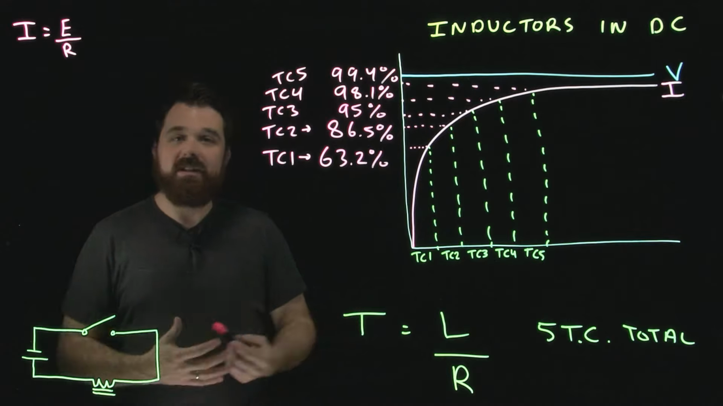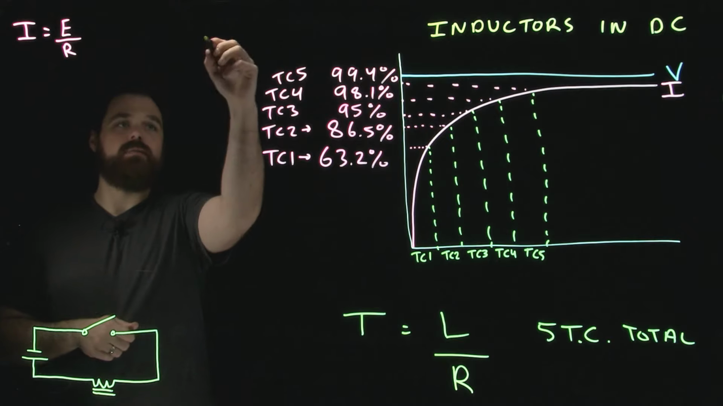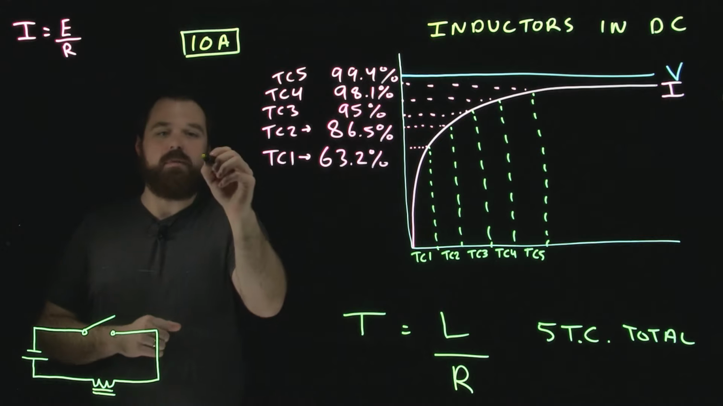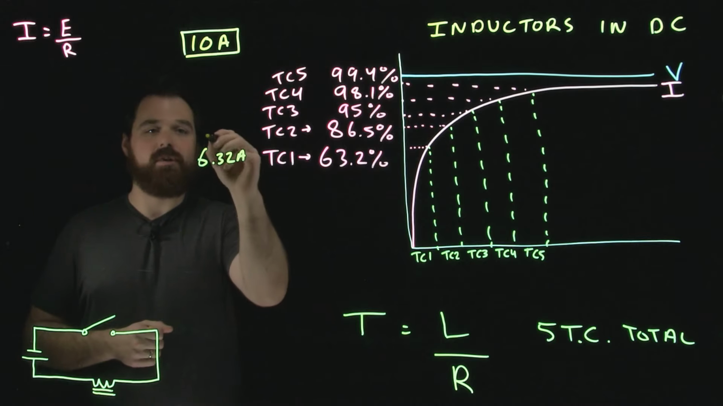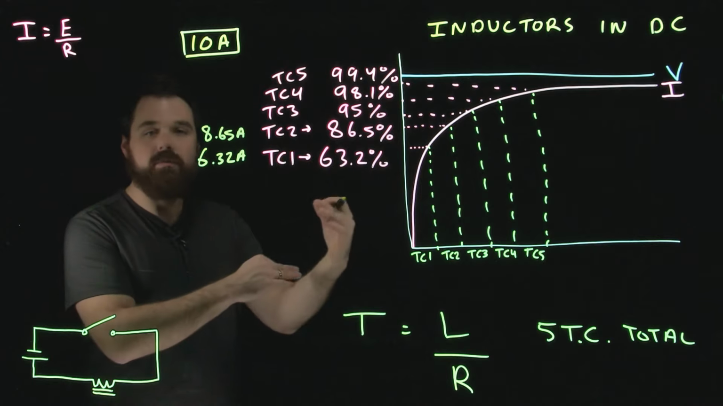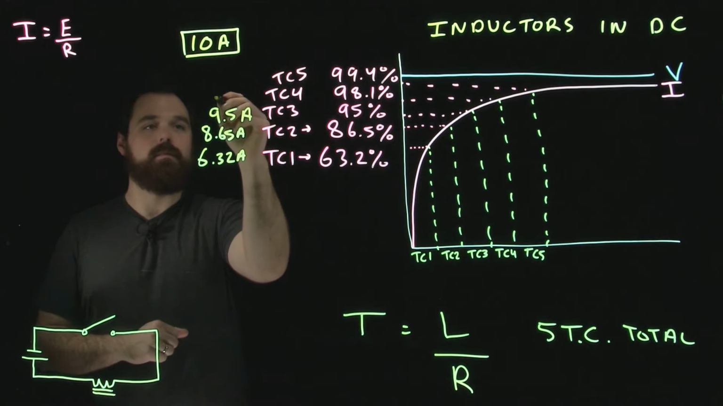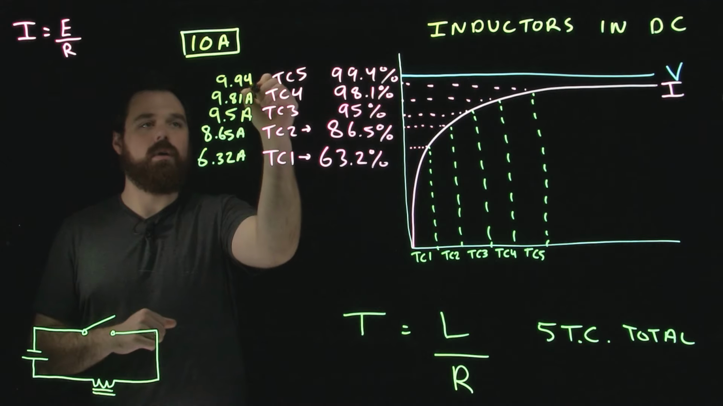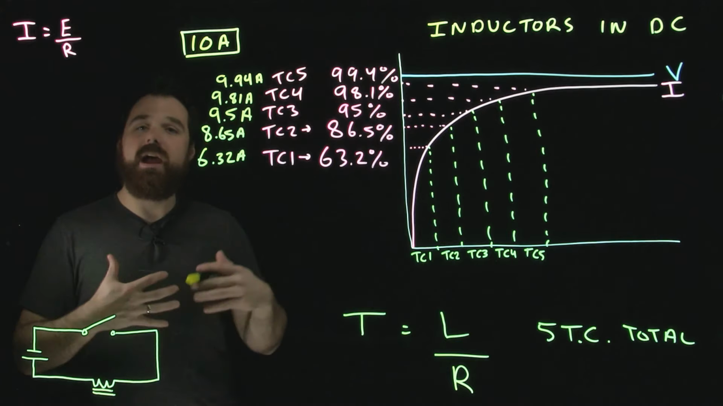So hypothetically in this case, if we were talking 10 amps, if 10 amps was our steady state current, we would be after one time constant at 6.32 amps. After 2 time constants, we would be at 8.65 amps. After 3 time constants, we would be 63.2% of what's left. We would be at 9.5 amps. Then we'd be at 9.81 amps and 9.94 amps, right? So this is that relationship, and that's how it works.